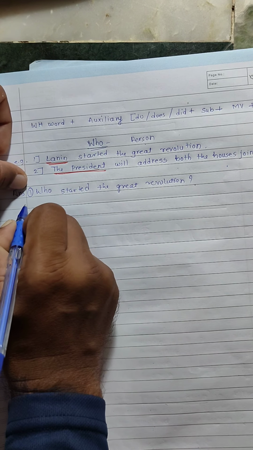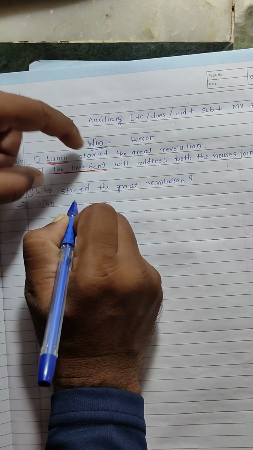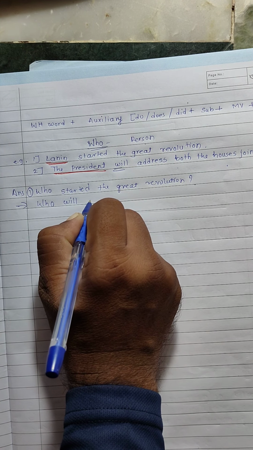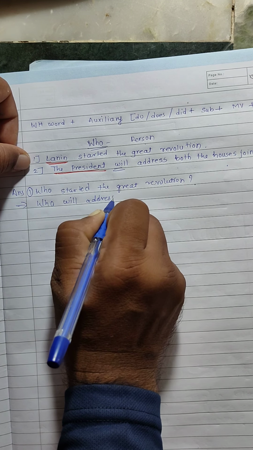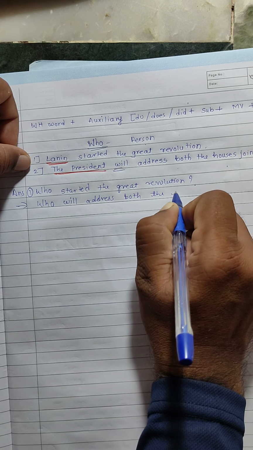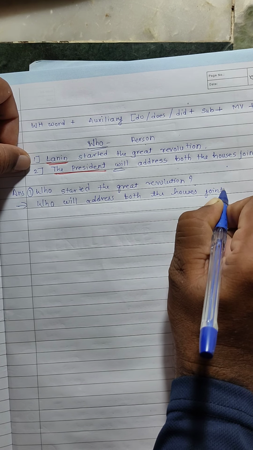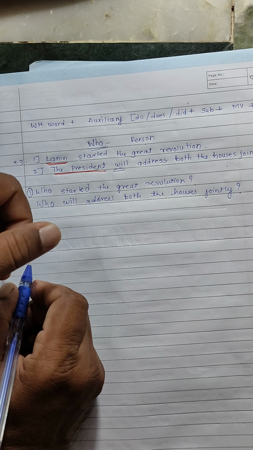Second, who, the will is the auxiliary, and the remaining part is written down as it is. Who will address both the houses jointly, ends with a question mark. That's the way you have to frame the questions here.